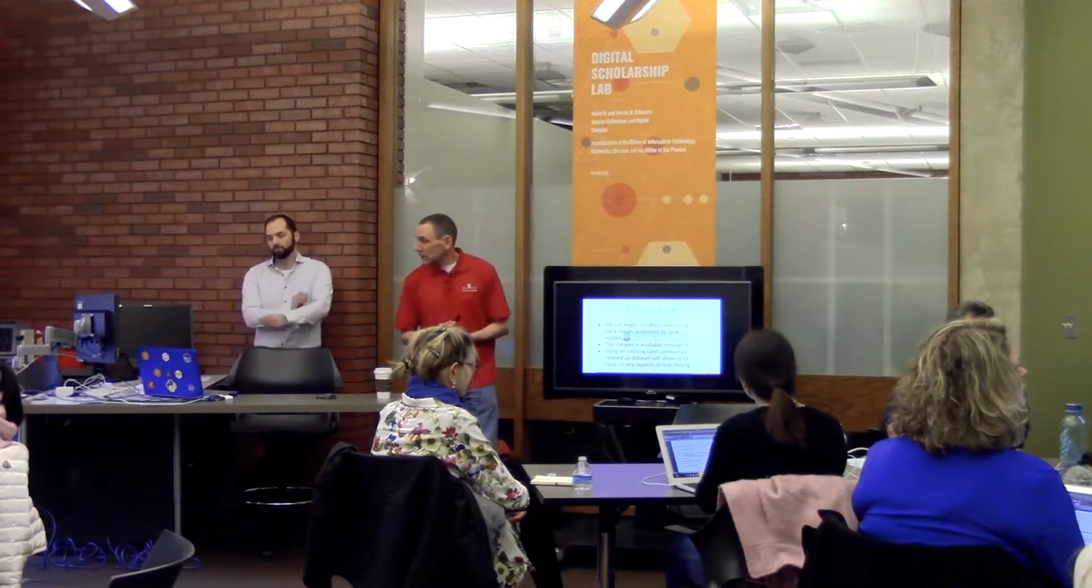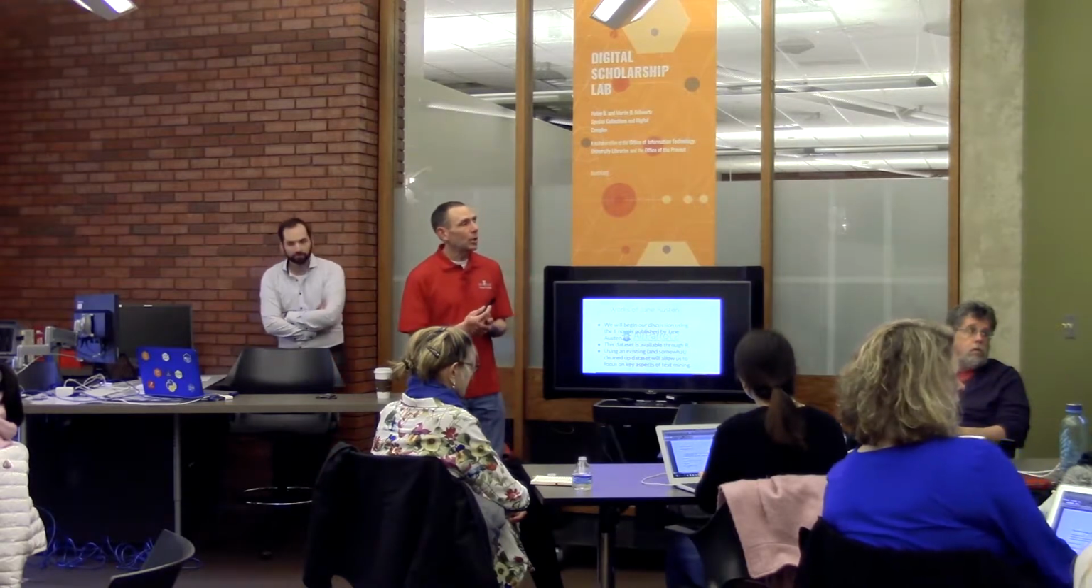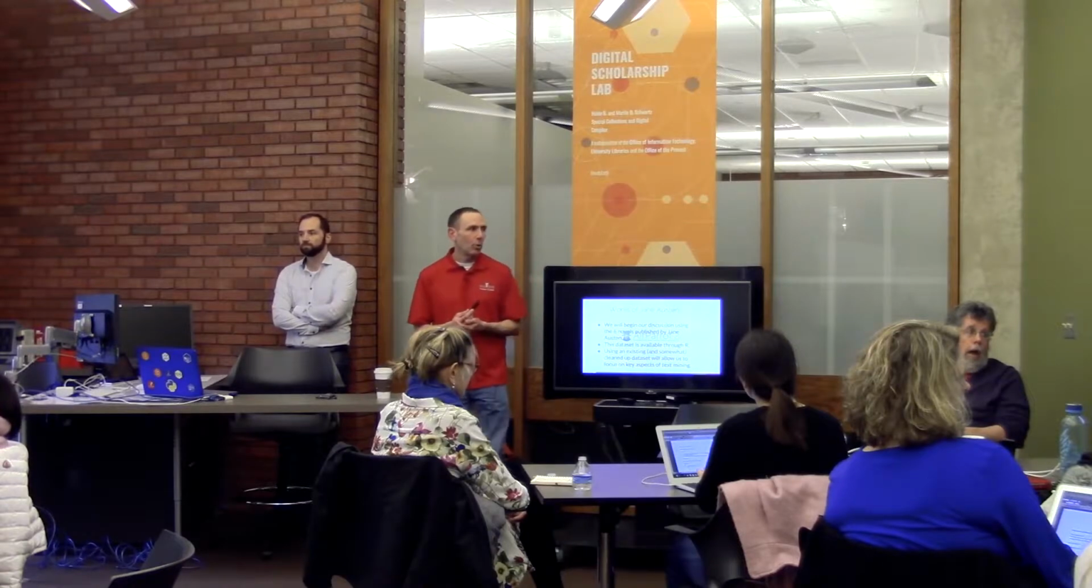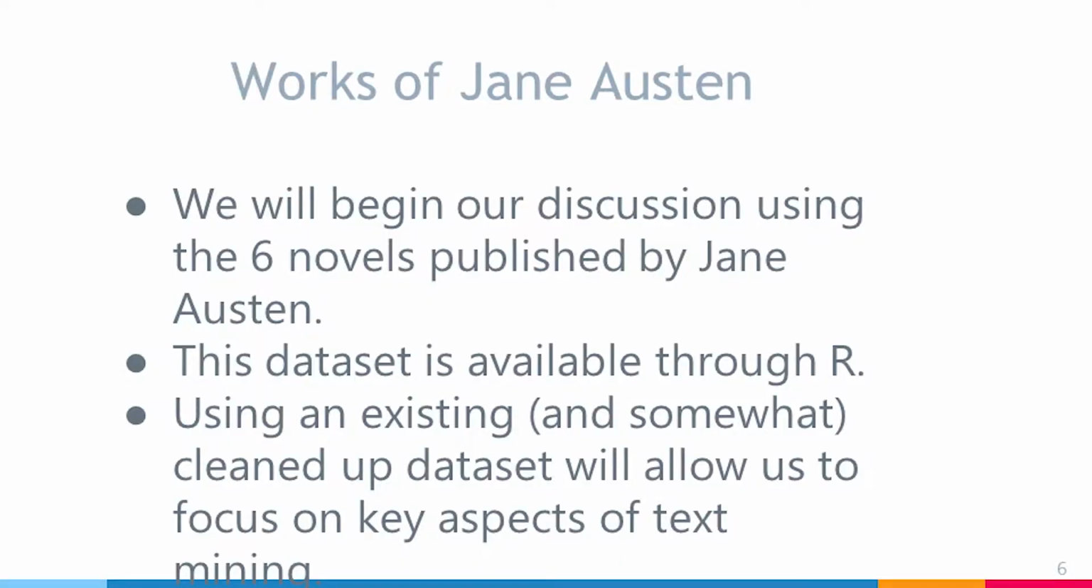So we're going to talk about the 6 novels published by Jane Austen, and as I said, the data set's available. It's been cleaned up, and I really want us to focus on the statistical things that we can learn about the novels, and at least at this point, not so much on the nitty-gritty, but we will get to that.